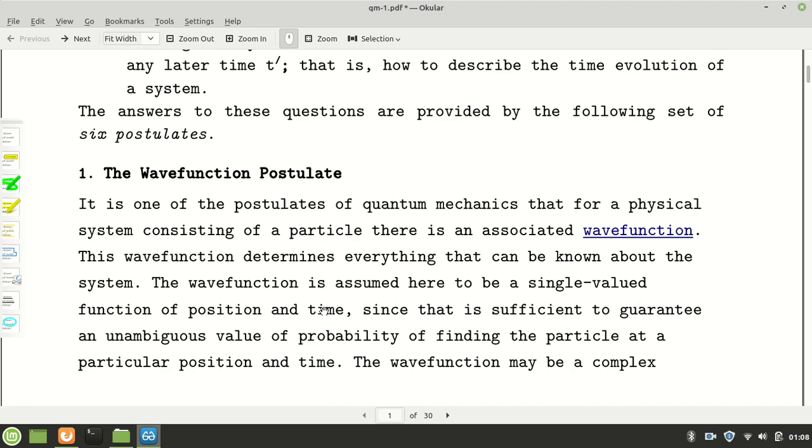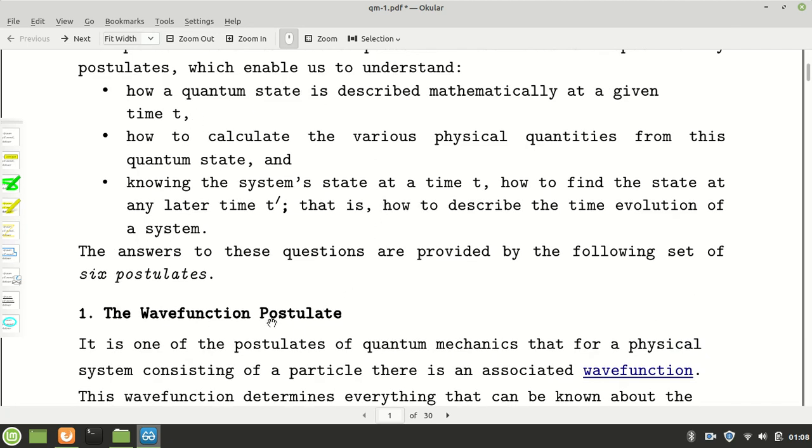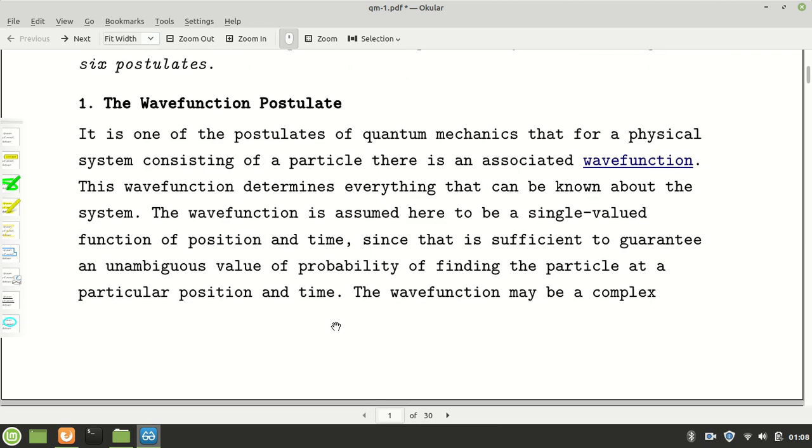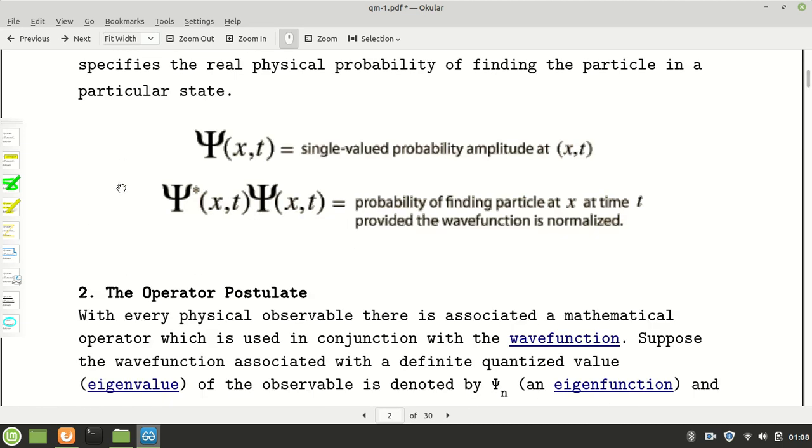The first postulate is the wave function postulate. The answer is that the quantum state of the system is described by a function which is called the wave function. The wave function is not a physical thing, it is just a function. The function should be single valued and square integrable. Some mathematical points are there, but physically the wave function cannot be experimentally verified. The wave functions are functions of position and time, that is x, y, z and t. Say the function is psi(x,t) in one dimension.